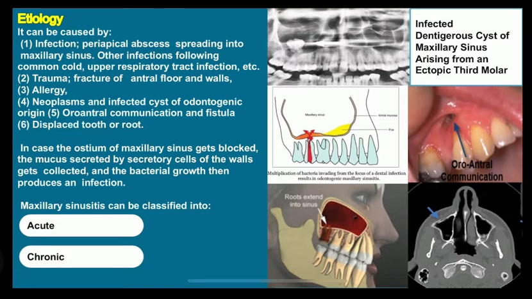In case the ostium of the maxillary sinus gets blocked, the mucus secreted by secretory cells of the walls gets collected and bacterial growth then produces an infection. Here we can divide maxillary sinusitis into two classifications, which are acute and chronic.